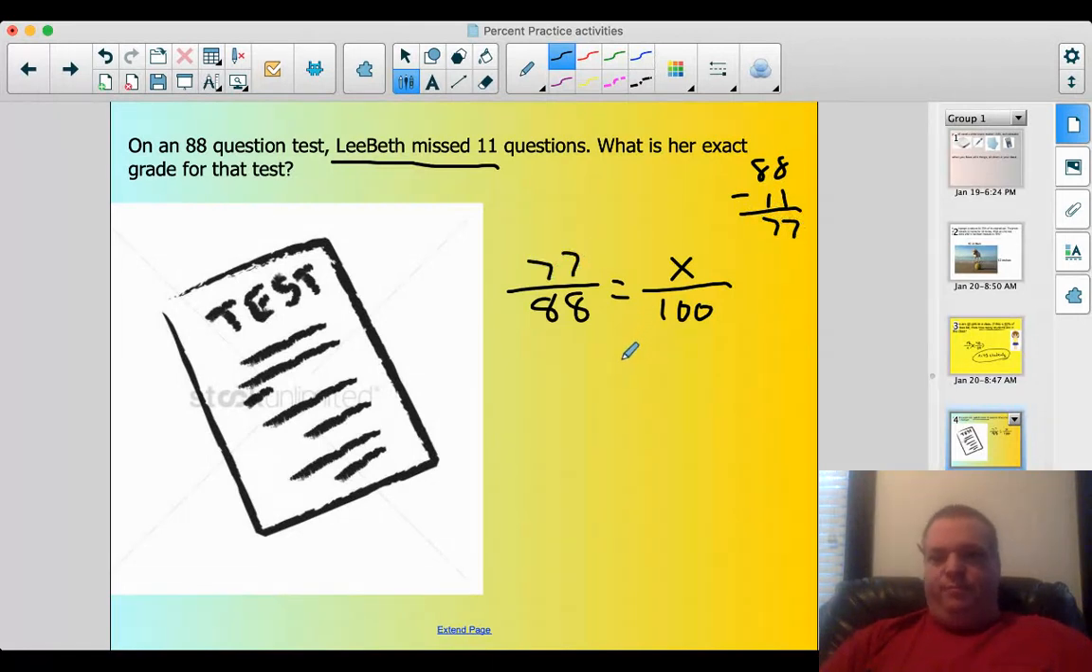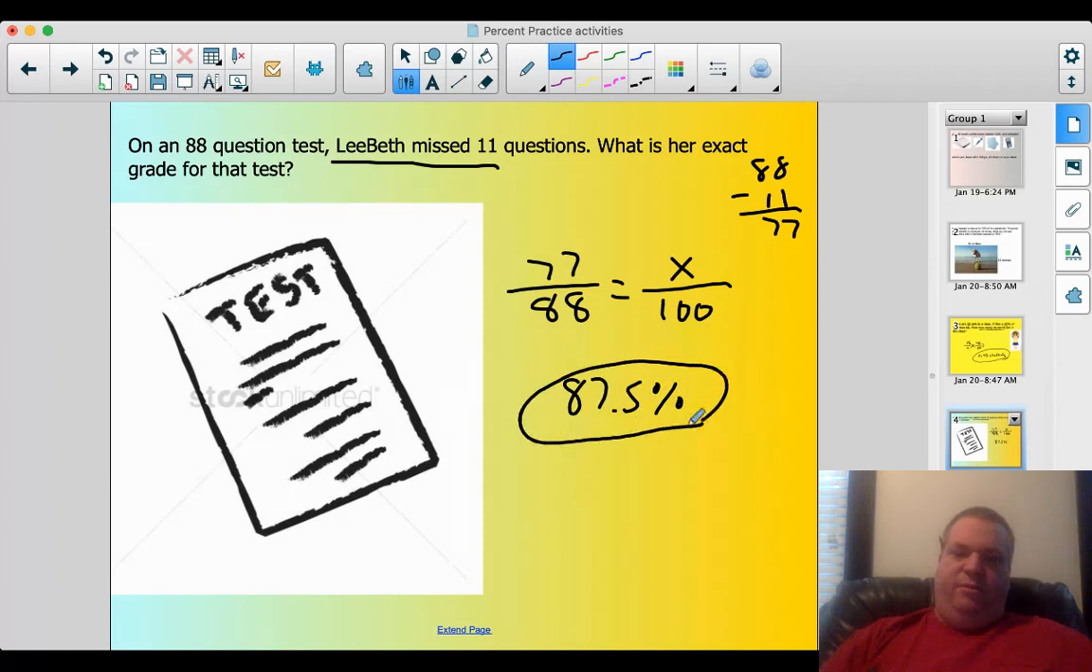All right, so if we do some multiplying here, again, we're going to multiply 77 times 100, divide by 88, and that should give us 87.5%. So 87.5.